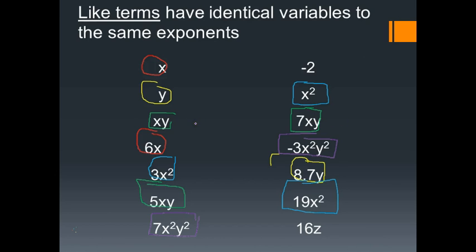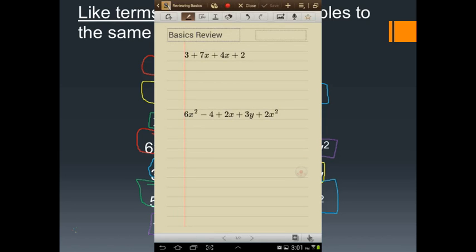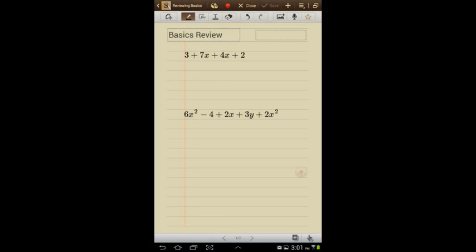Now, the reason we care about like terms is because like terms can be added together. You just add the coefficients, the number in front. Like if we added the x and the 6x, we'd have 7 x's. We couldn't add the negative 2 to that, because it doesn't have any x's. I have some examples here.